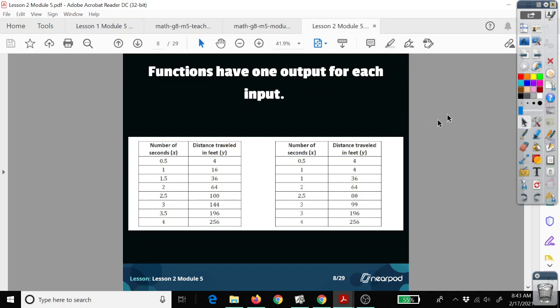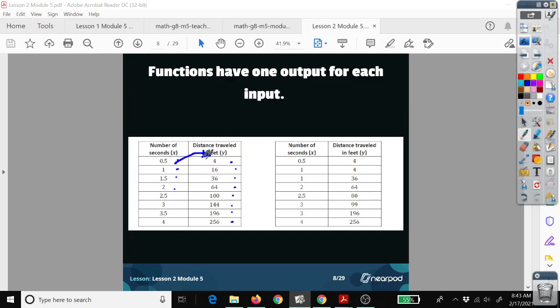So let's take a look at these tables here. So on this table we have 0.5, 1, 1.5, 2, 2.5. So all of these x's are different, and then all of these y's are different. So as far as we can tell from this table, this should be a function. And if we can figure out the rule from going from here to here, then we will know for sure if it's a function.